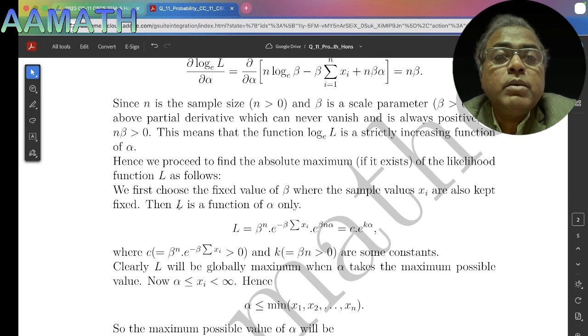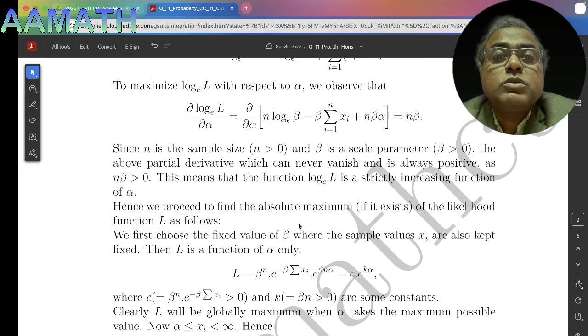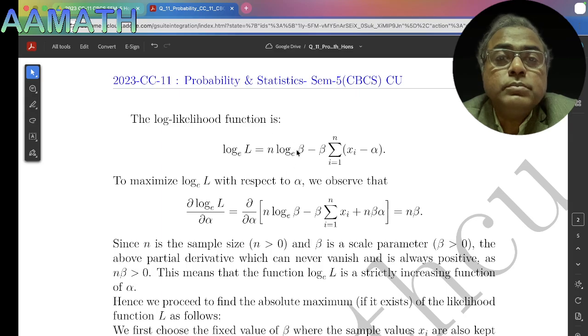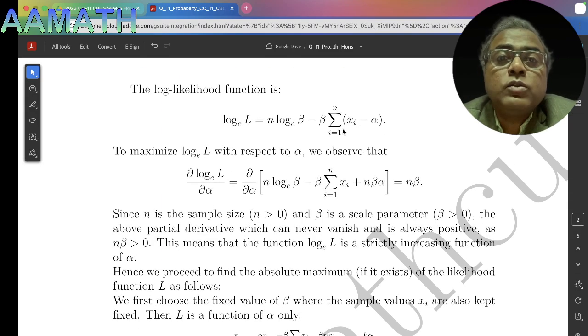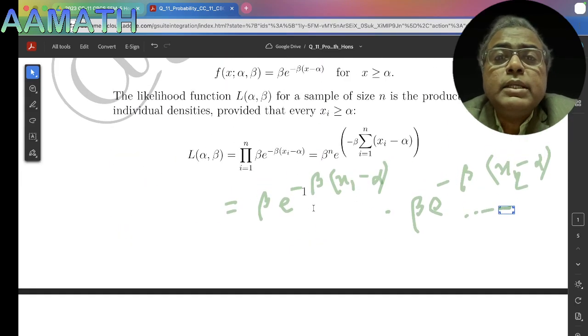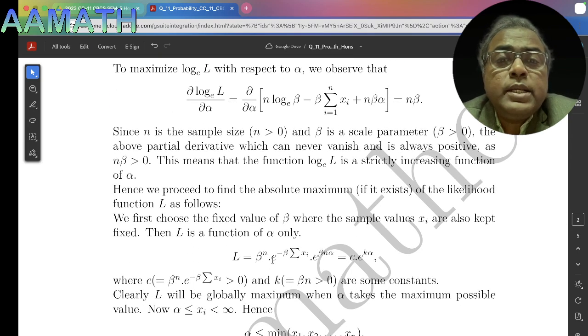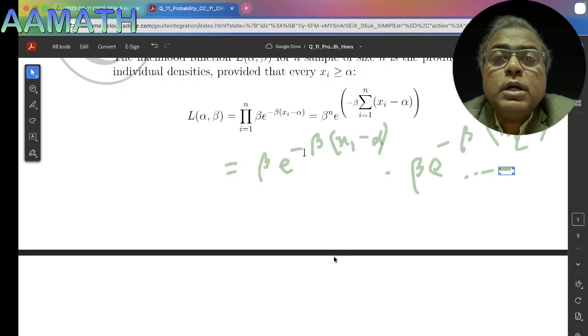First we choose a fixed value of beta, and the sample values x's are also kept fixed. Then the function L is a function of alpha only. So with beta fixed and xi also fixed, we get L equal to beta to the power n, e to the power minus beta summation xi, into e to the power beta n alpha, from this relation.